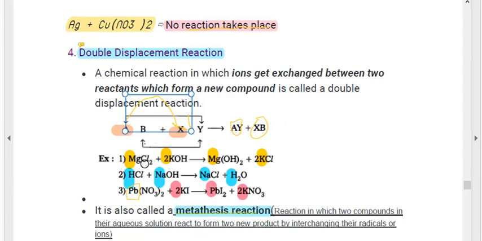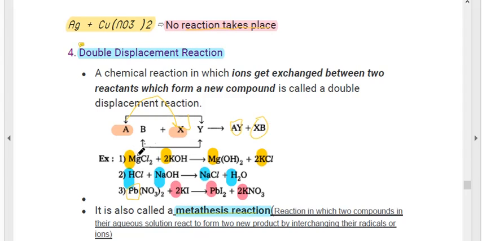See, for example, MgCl2, magnesium chloride, reacts with potassium hydroxide. So magnesium displaces potassium and forms magnesium hydroxide. So that potassium also reacts with chlorine and forms KCl, potassium chloride. So two elements displace each other. It means two ions displace from the compounds to each other and form new products. So this is called double displacement reaction.